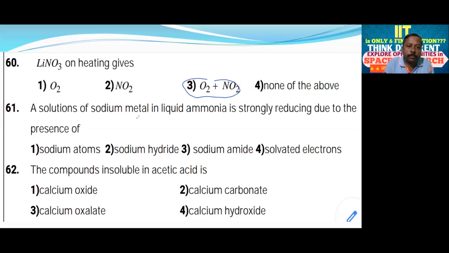Then solutions of sodium metal in liquid ammonia are reducing due to the presence of solvated electrons. The solvated electrons will act as a reducing agent. Then the compounds insoluble in acetic acid. Insoluble in acetic acid is simple: it is an acid and this is also an acid, so the rest are all basic. That's why it is insoluble.